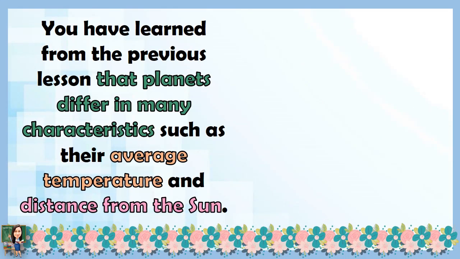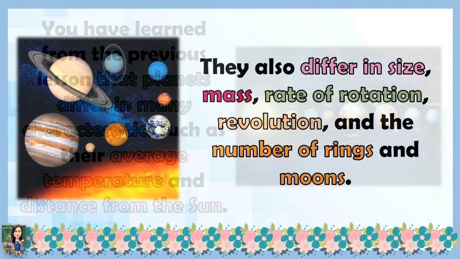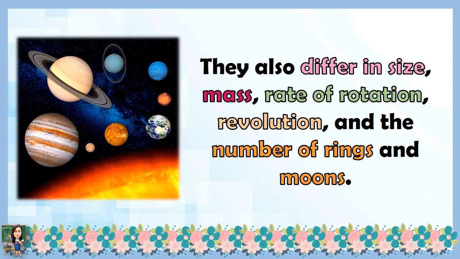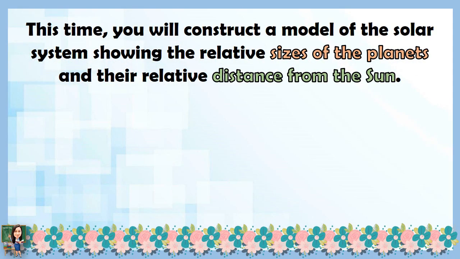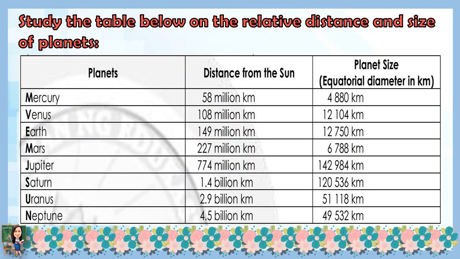You have learned from the previous lesson that planets differ in many characteristics such as their average temperature and distance from the Sun. They also differ in size, mass, rate of rotation, revolution, and the number of rings and moons. This time, you will construct a model of the solar system showing the relative sizes of the planets and their relative distance from the Sun. Study the table below on the relative distance and size of planets.